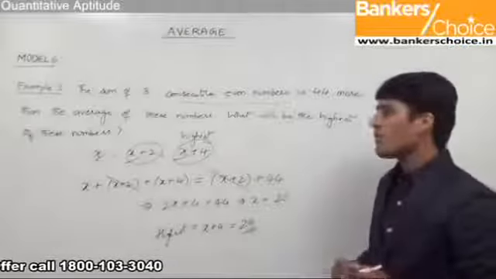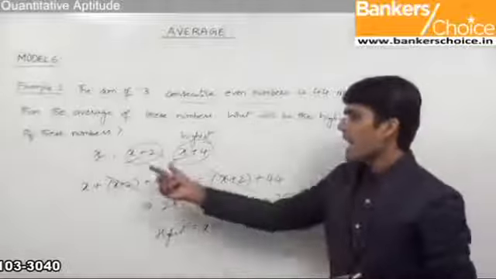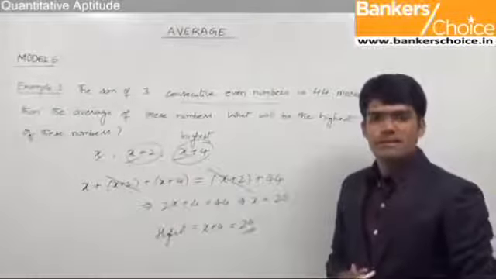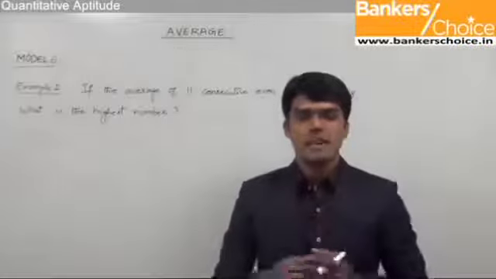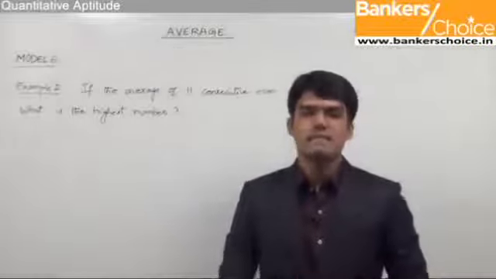So remember that for consecutive numbers, the average should always be taken as the middle number, and that helps us in solving the question faster. Let us now discuss another example based on consecutive numbers.